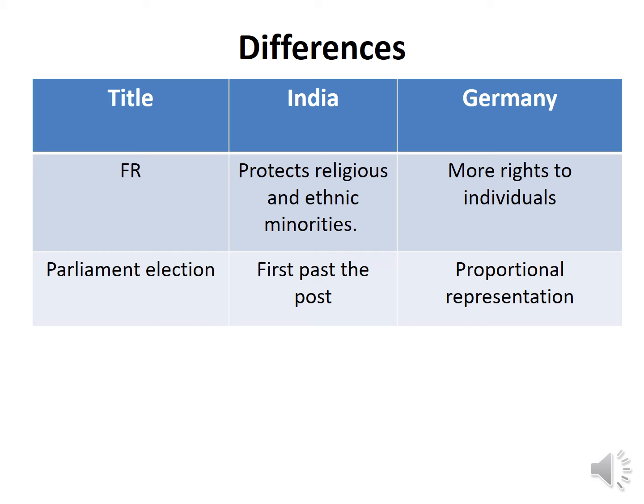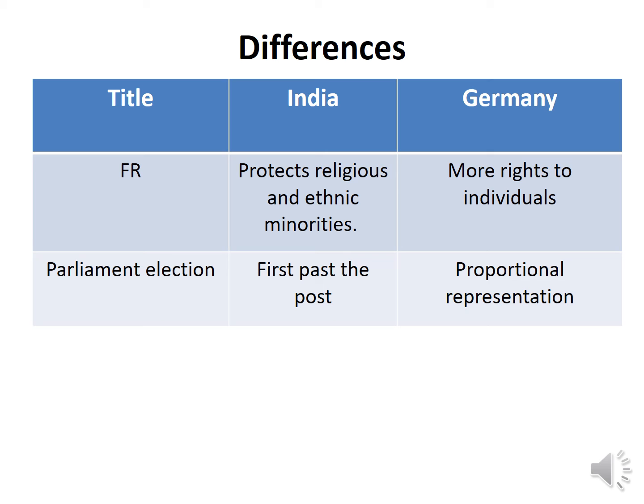In India, the election of members of parliament is done by the first past the post system, in which, in a constituency, the candidate who wins the maximum votes is elected, even if he scores less than 50% votes. So whoever scores the maximum votes out of all the candidates wins; that is the first past the post system.